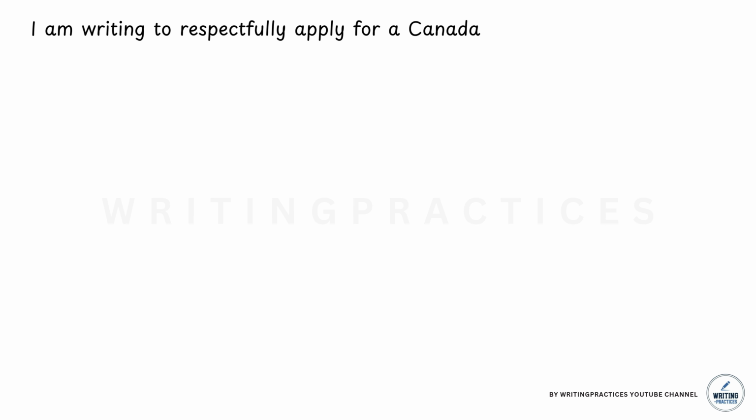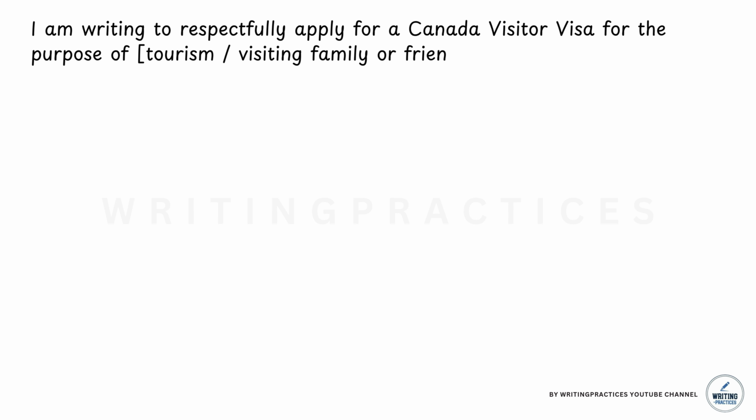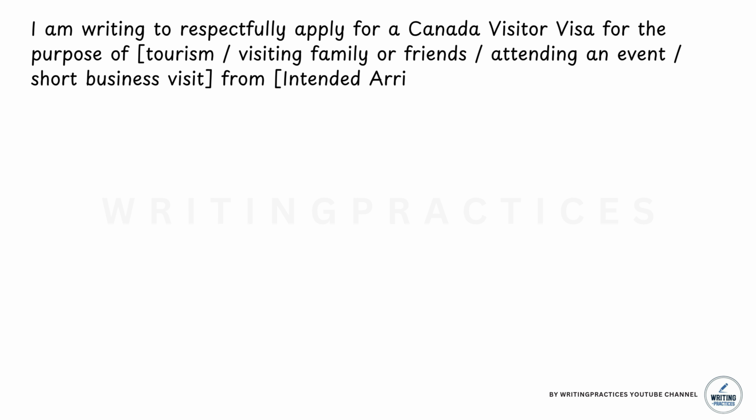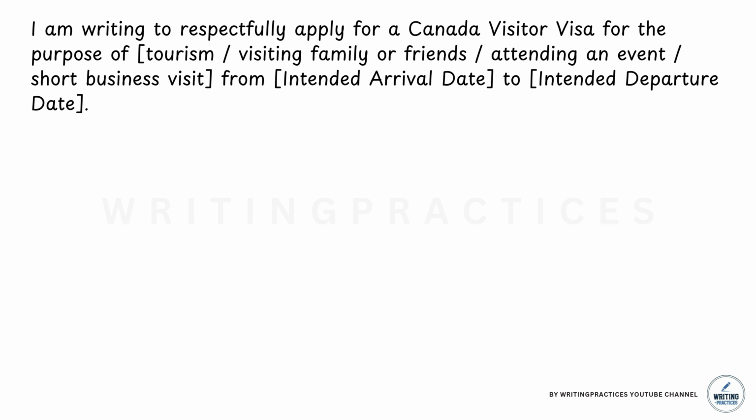Paragraph 1. Purpose of application. Start by explaining why you are applying and your intended travel period. For example, I am writing to respectfully apply for a Canada Visitor Visa for tourism from June 15, 2026 to June 30, 2026. This clearly introduces your application. Be direct and concise.